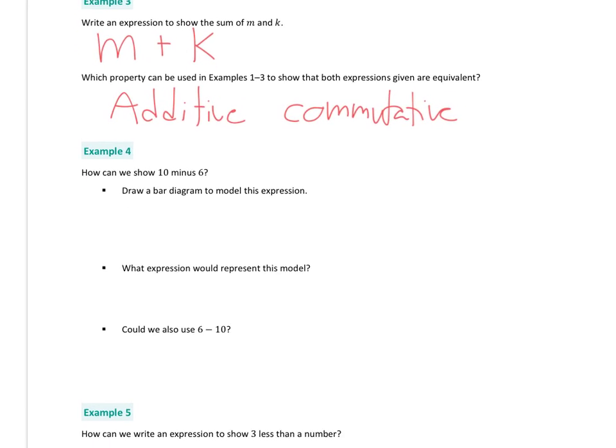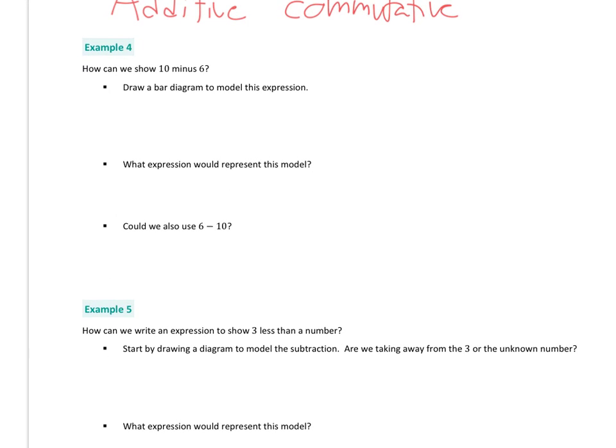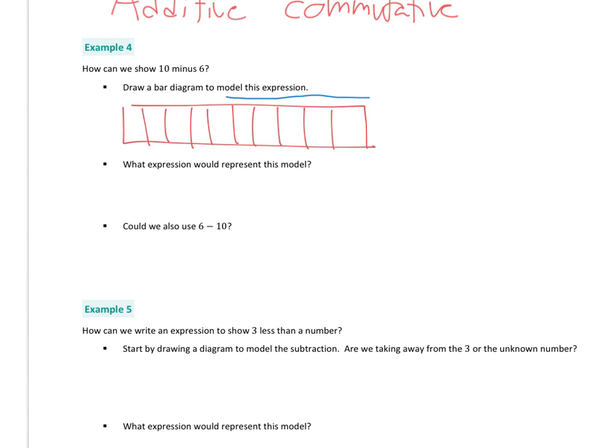And 4, how can we show 10 minus 6? Now we're getting into subtraction, and this can be a little bit more confusing. The bar diagram could say, here we're going to start with 10. We have 10 of something, so here I have 10 little boxes, and I'm going to take 6 away. So I'm going to find 6 of them: 1, 2, 3, 4, 5, 6. And I'm going to take those away.